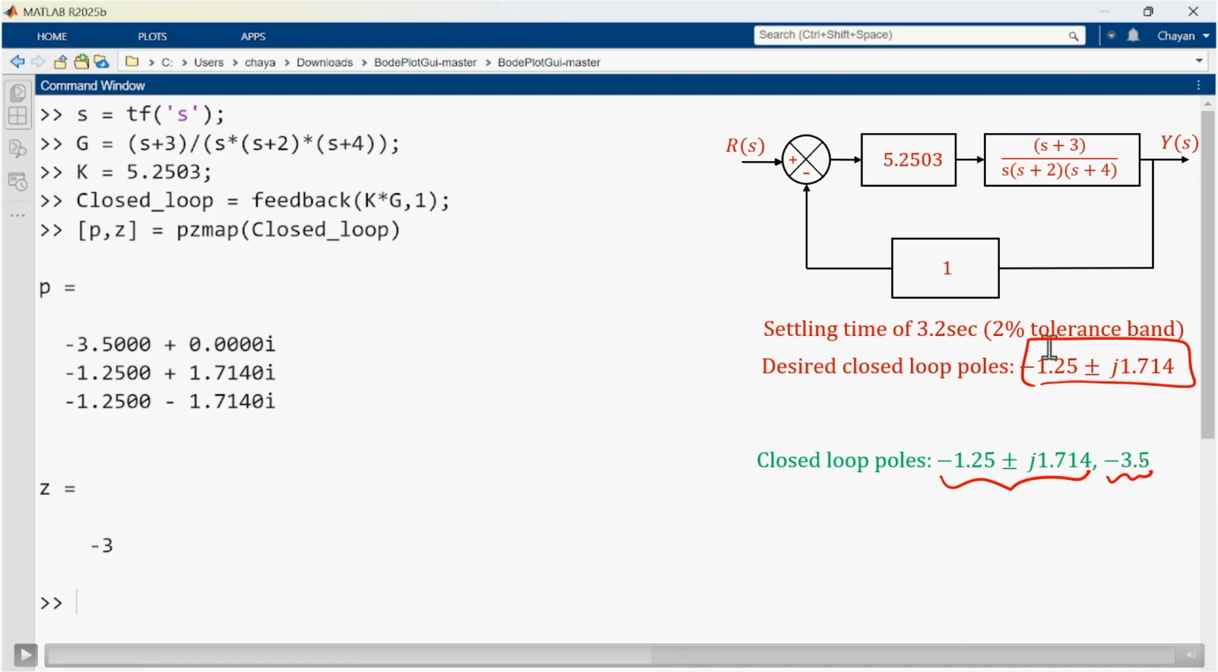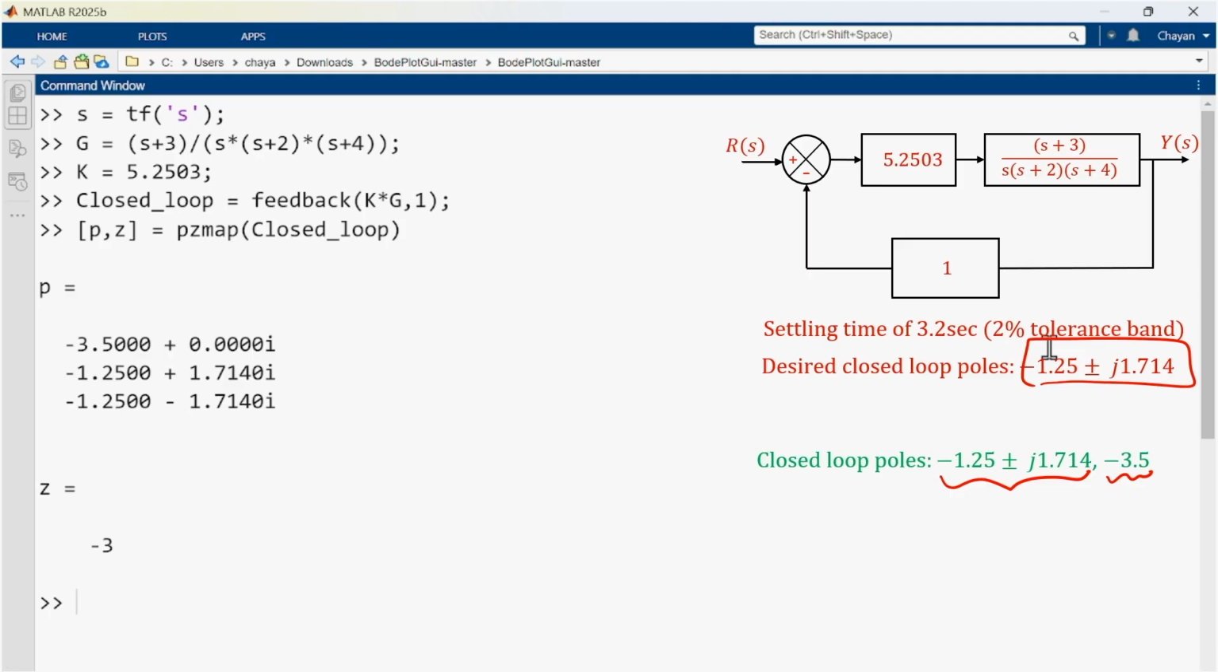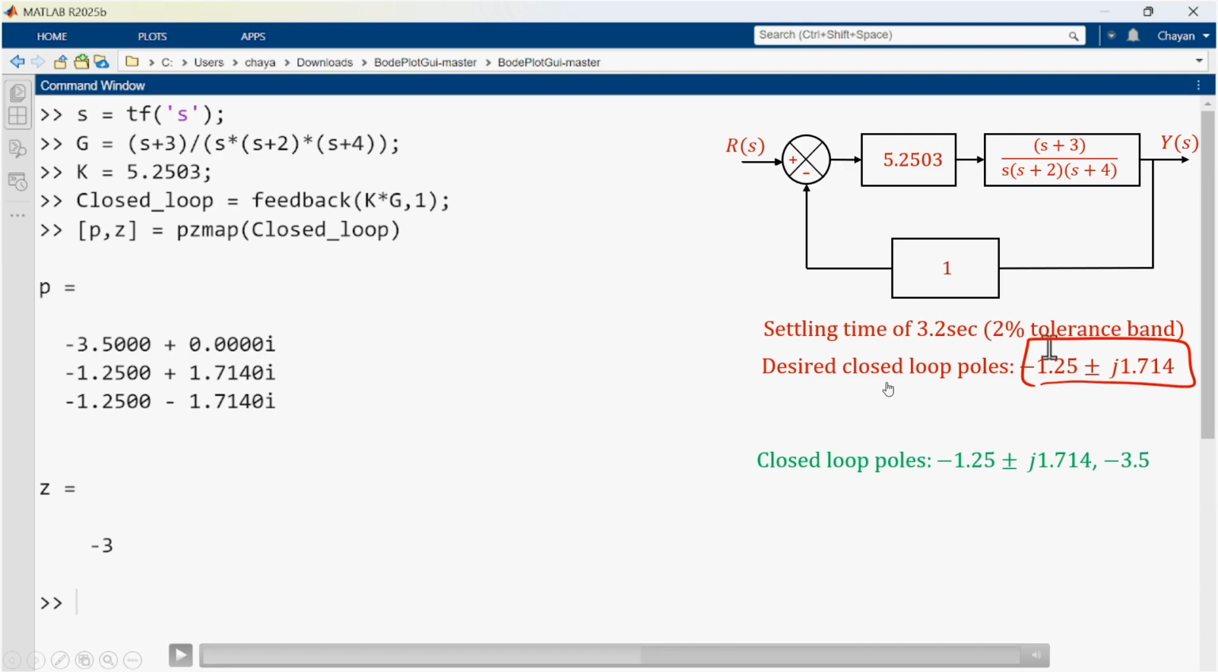Where is the third one? The third one is at minus 3.5, and is this 5 times away from minus 1.25? No, right. So, you can expect trouble now, because you have not actually met the criteria. We used second order system formulas, but the system was not second order. In the last lecture's example, the third pole by default came out 10 times away from the desired pole location, but in this case it is not. So, this pole will have influence on the system now.